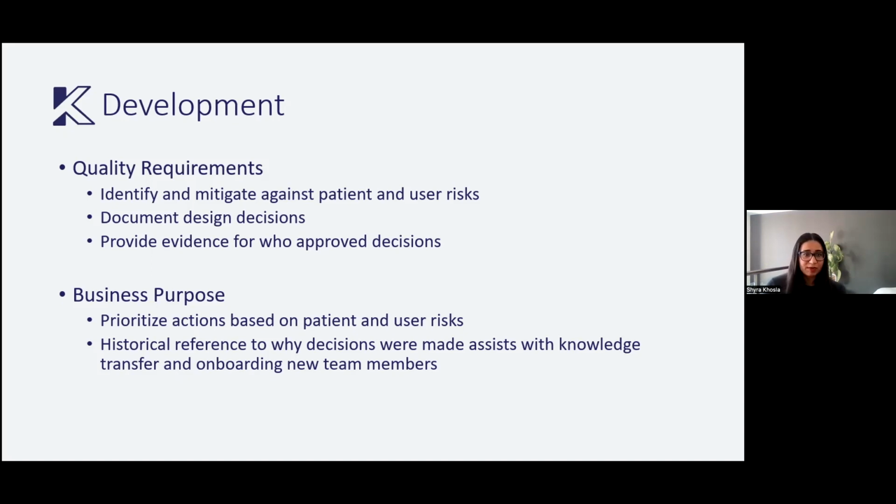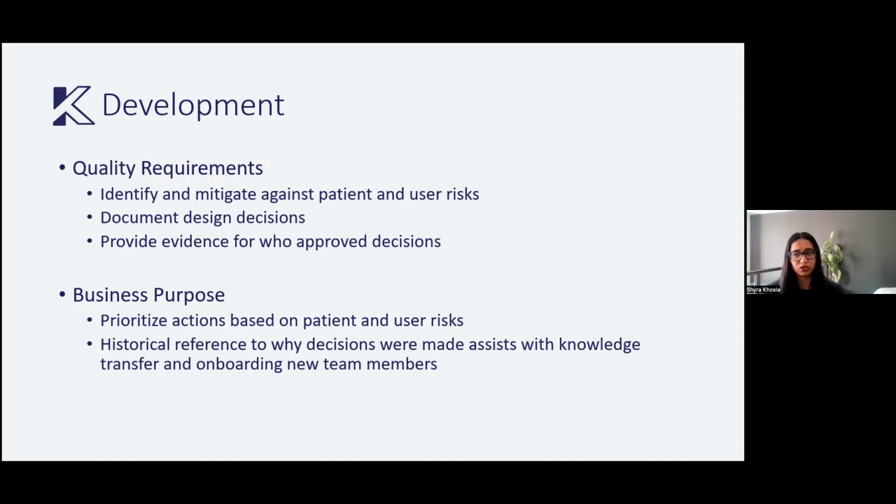From a business perspective, one of the things that the QMS helps you do in this phase is prioritize your actions and your decisions based on patient and user risk. So again, going back to the purpose of why a QMS and why these standards and regulations even exist, it is to not hurt anybody. A business should be aligned with that and prioritizing actions related to that.